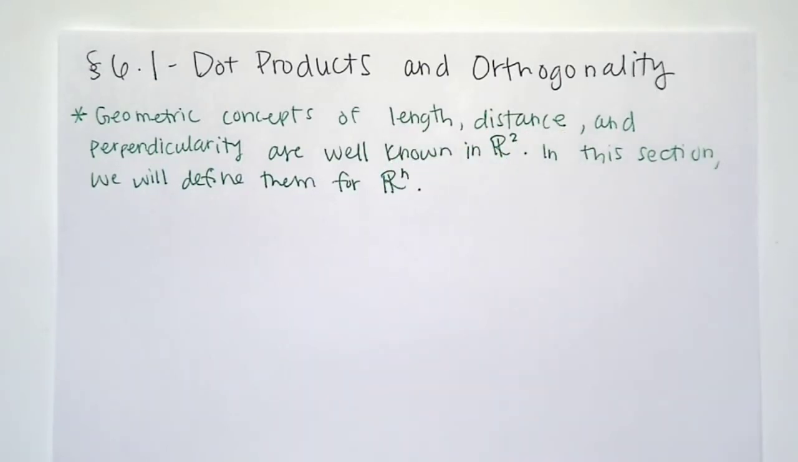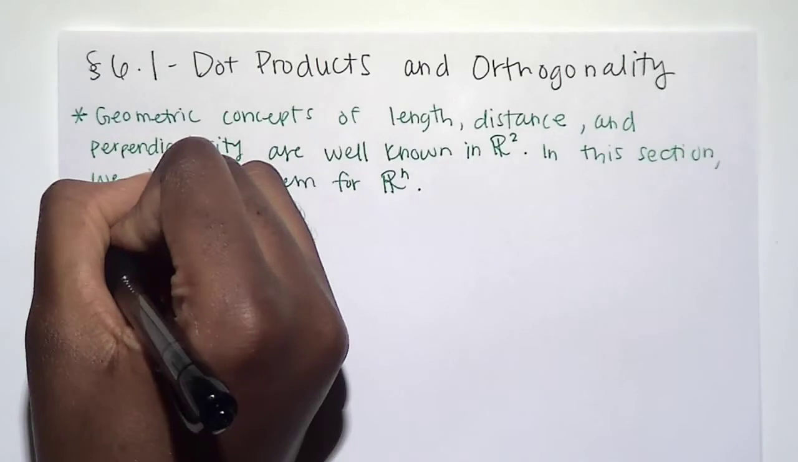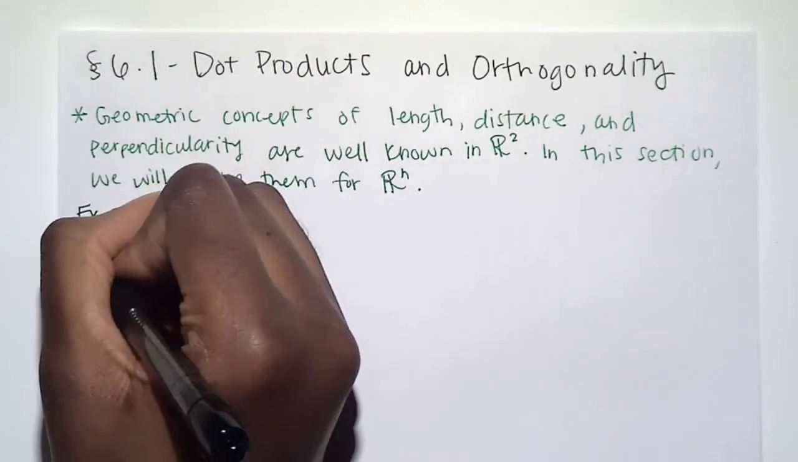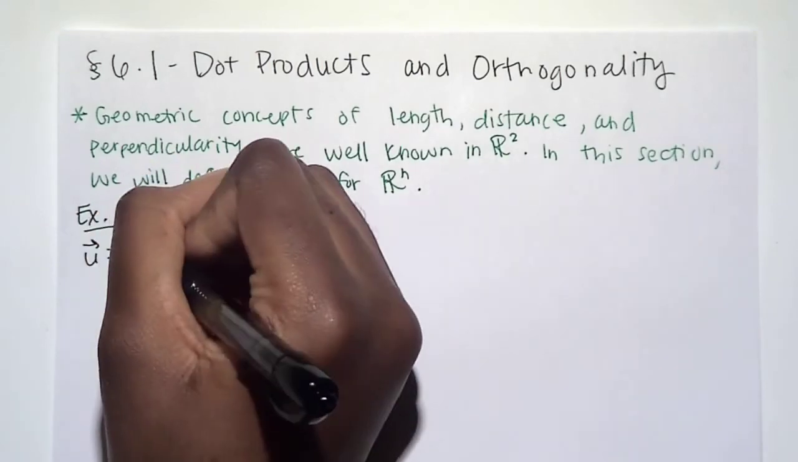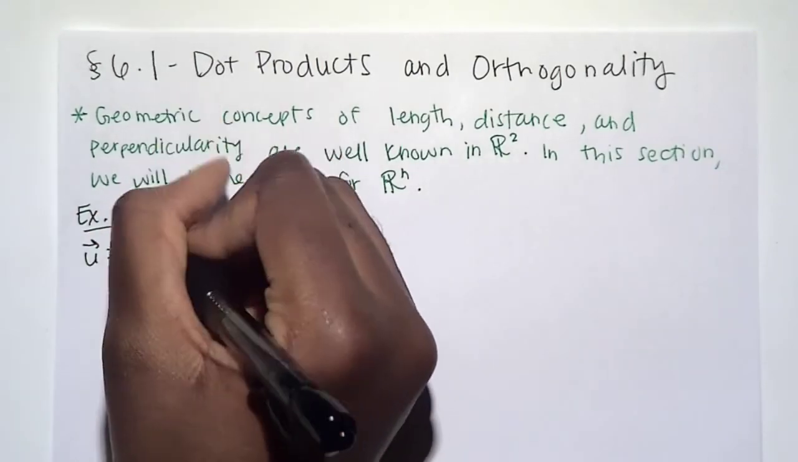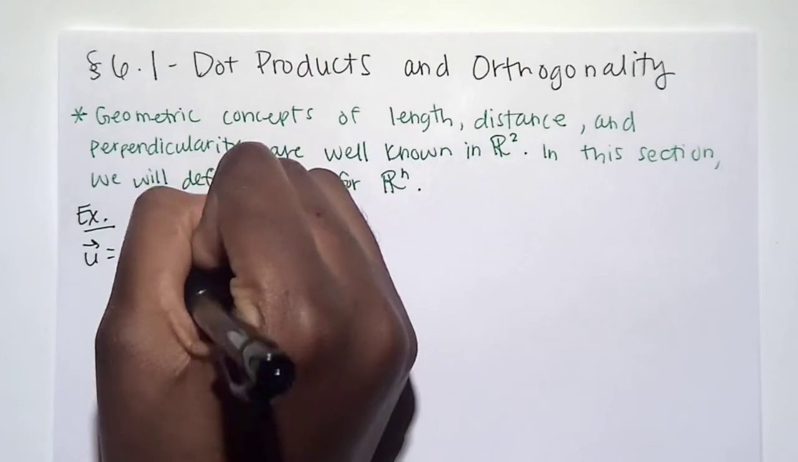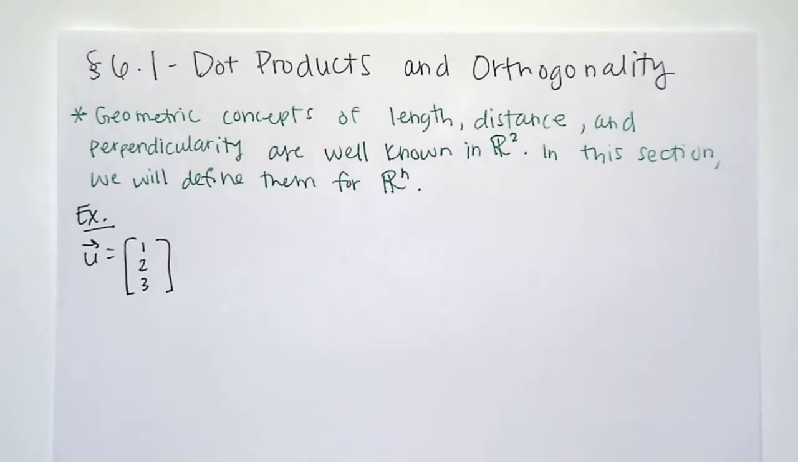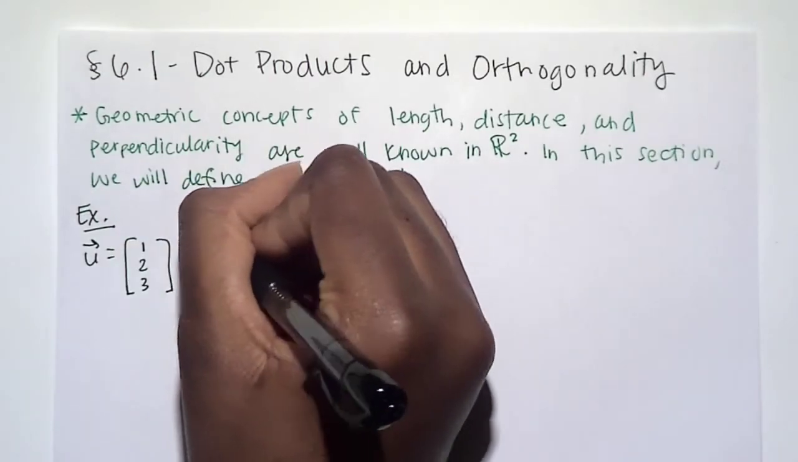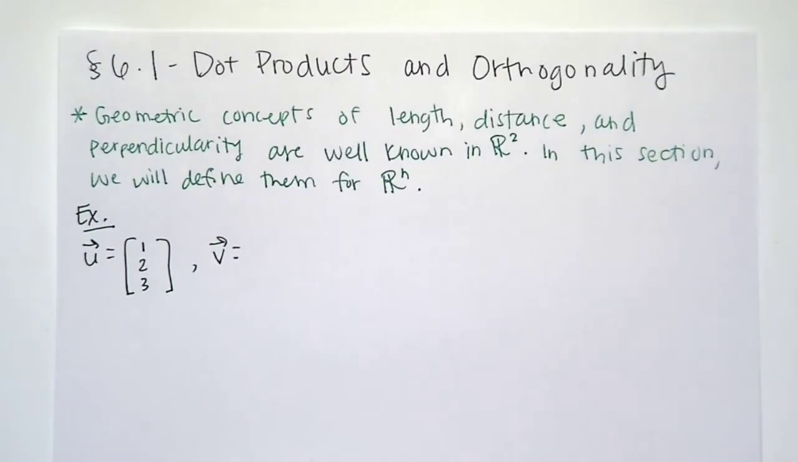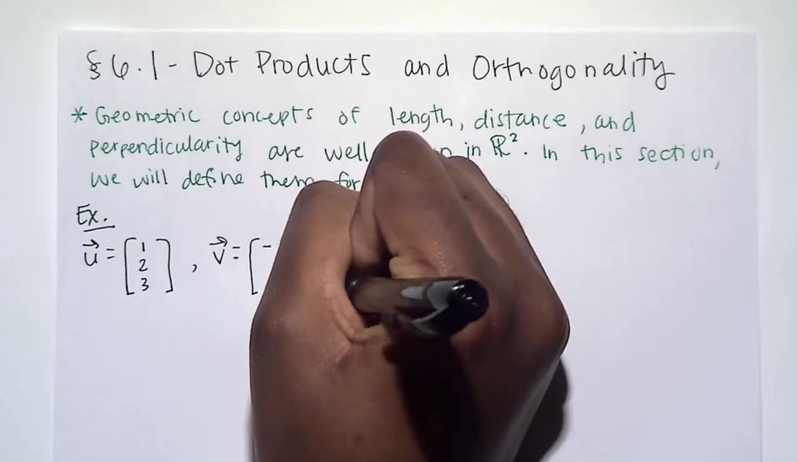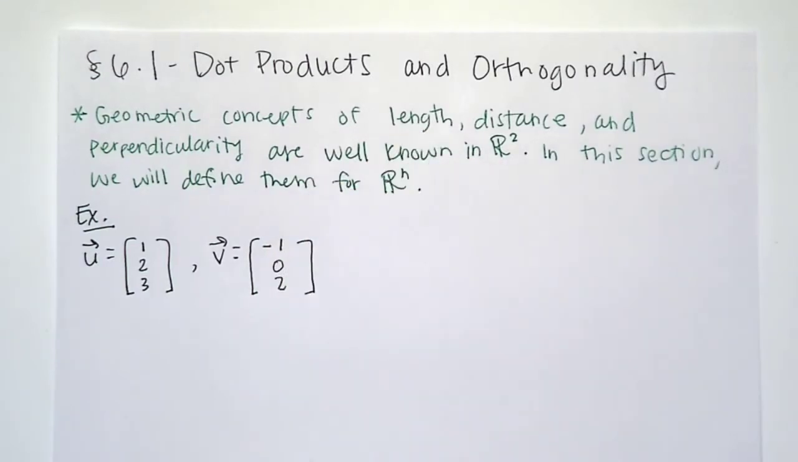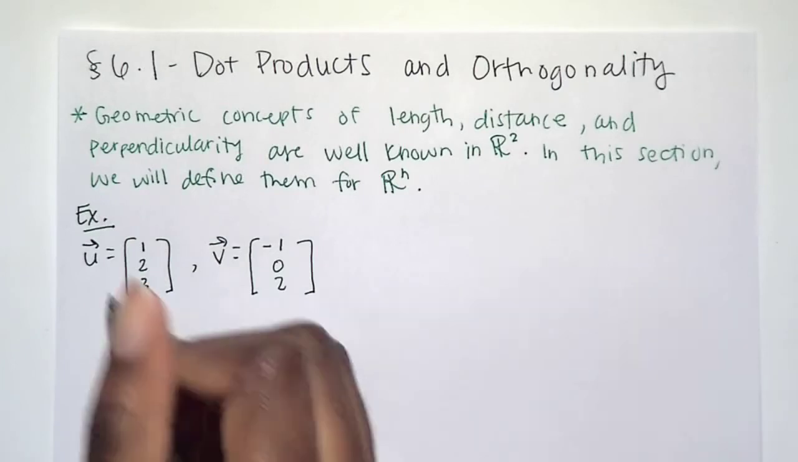All right, so let's just start with an example. Let's say we have a vector U in R3, and that vector is 1, 2, 3. And we also have another vector in R3. We'll call it V, -1, 0, 2. So we have 2 vectors, U and V. The first thing that I want to talk about is a dot product. So you may have learned this before.